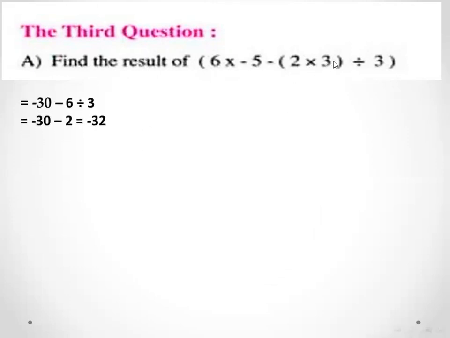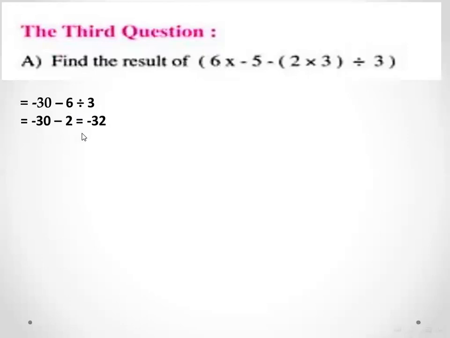2 times 3 equals 6. In the big bracket, 6 times negative 5 equals negative 30. This means negative 30 minus 6 divided by 3. I have minus and divide. What am I going to solve first? Excellent, I'm going to solve the divide. 6 divided by 3 equals 2.